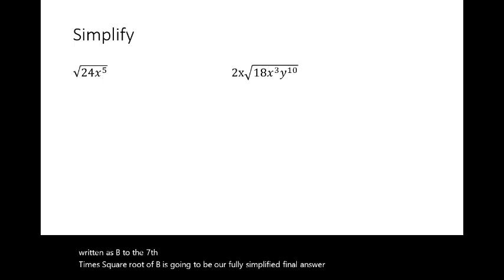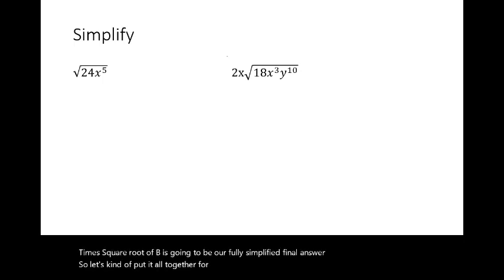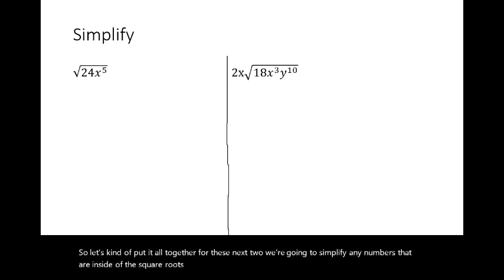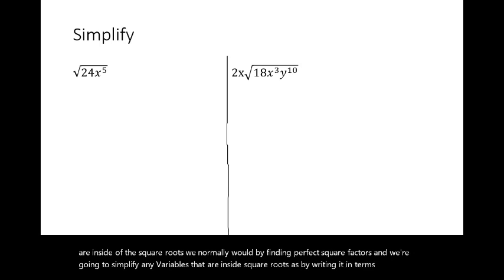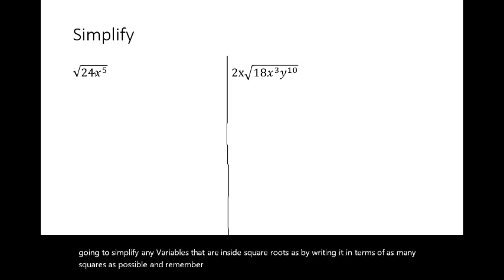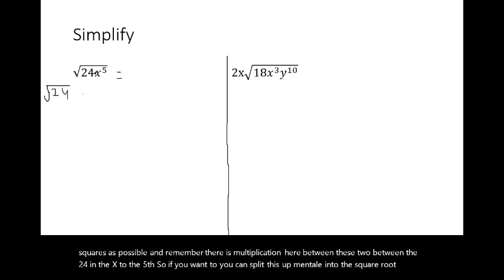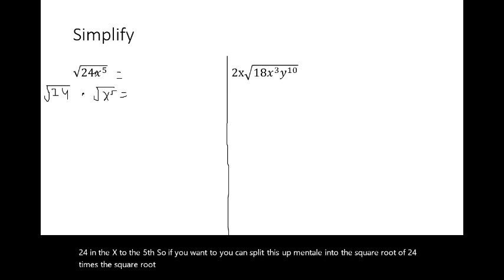So let's put it all together for these next two. We're going to simplify any numbers that are inside of the square roots like we normally would by finding perfect square factors. And we're going to simplify any variables that are inside square roots by writing it in terms of as many squares as possible. And remember, there is multiplication here between the 24 and the x to the 5th. So if you want to, you can split this up mentally into the square root of 24 times the square root of x to the 5th, and then you can simplify one at a time.